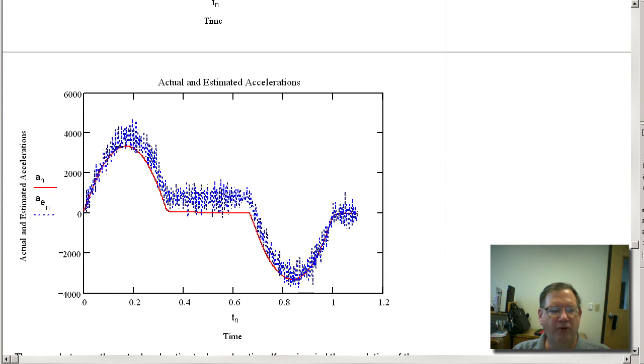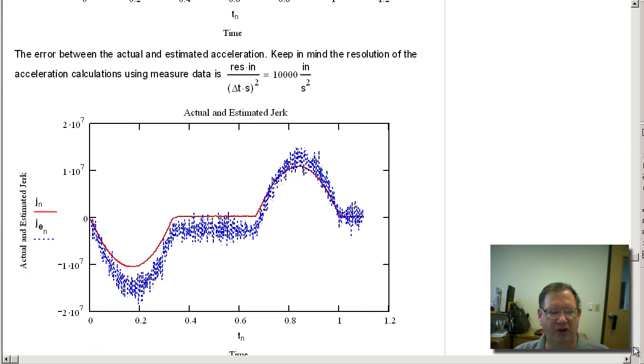Here you can see the error between the actual and estimated accelerations. And you have to remember that the minimum resolution on the acceleration was 10,000 meters per second squared. And you can see the actual target only went to 3.375 meters per second right here. You can see that my estimated is much better than what I would get if I was just using the difference between two measured positions.